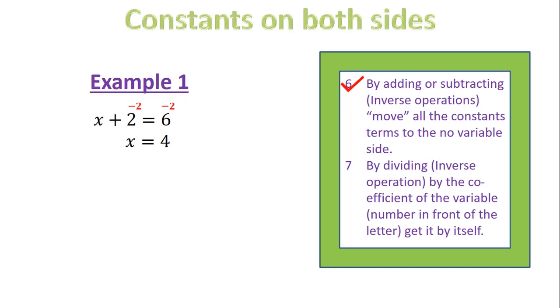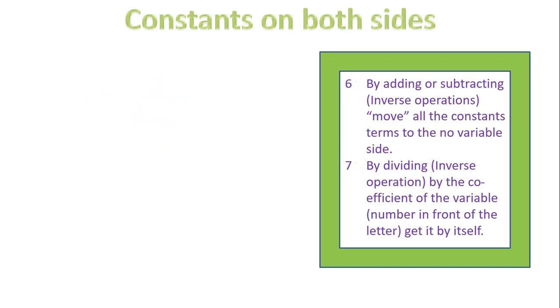So step 6 is done. Now I look at step 7: by dividing, which is the inverse operation, by the coefficient of the variable, the number in front of the variable, I get it by itself. Now there's no number in front of x, so actually it's already solved, and so I can put a tick next to step 7, which means that is my answer. x equals 4.